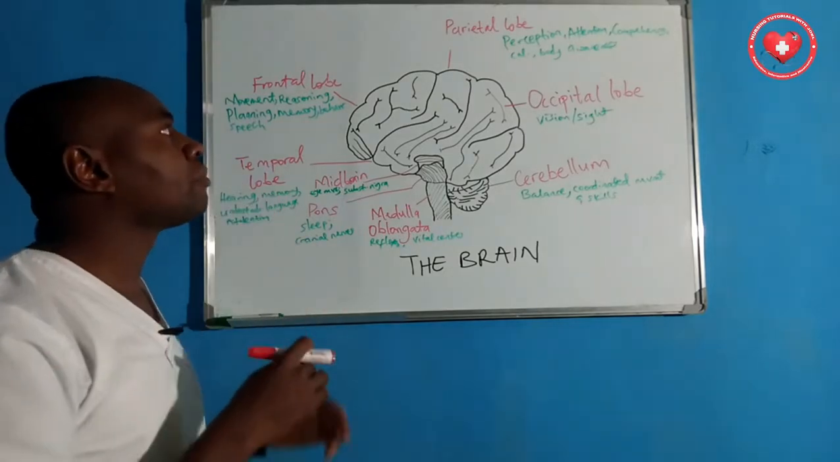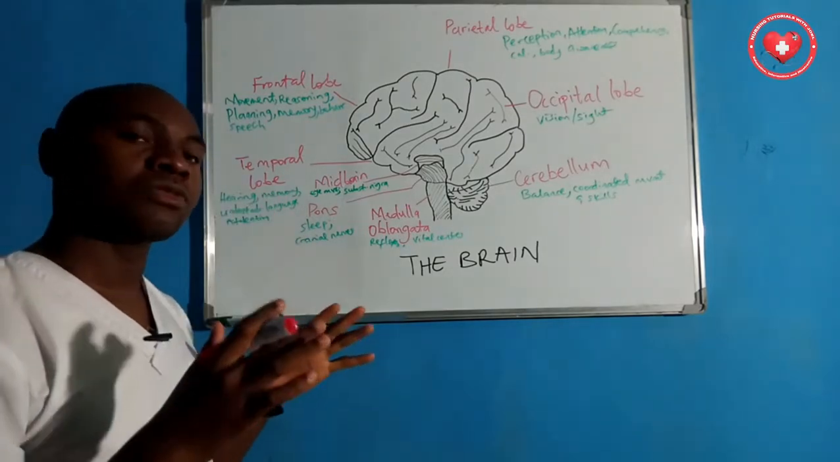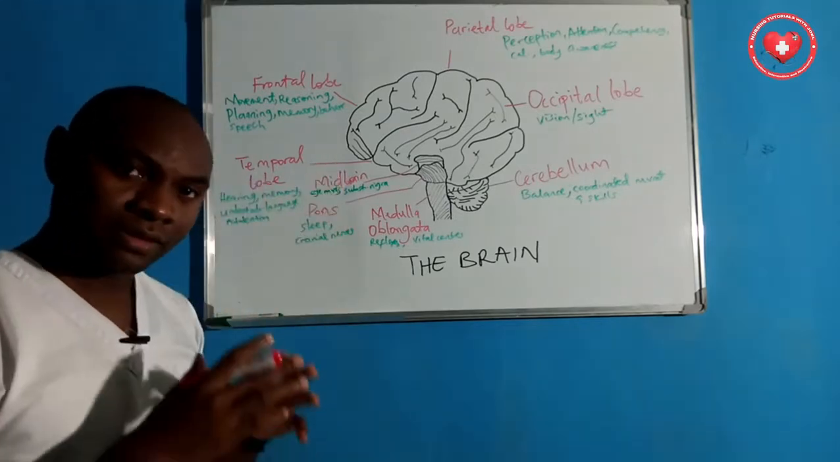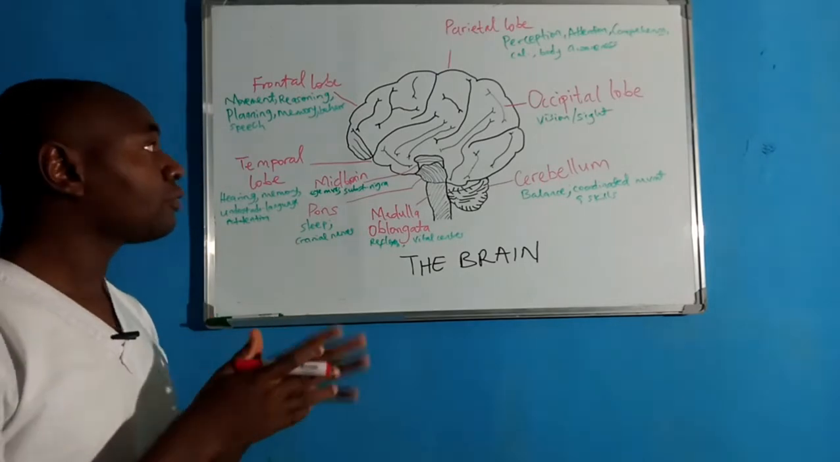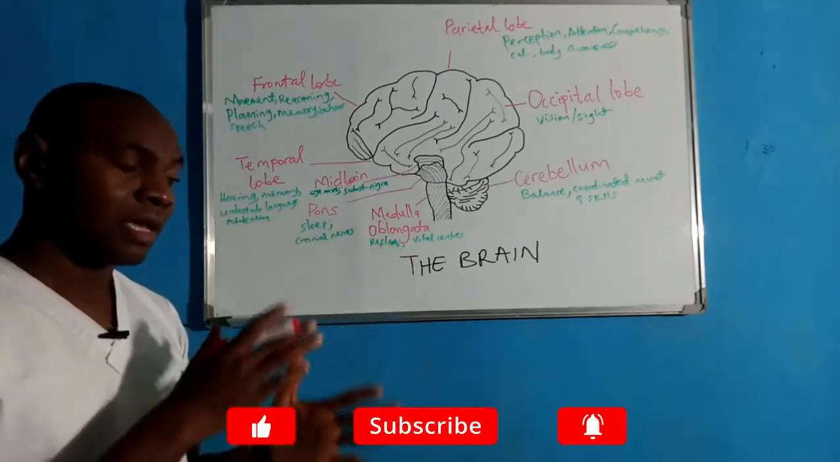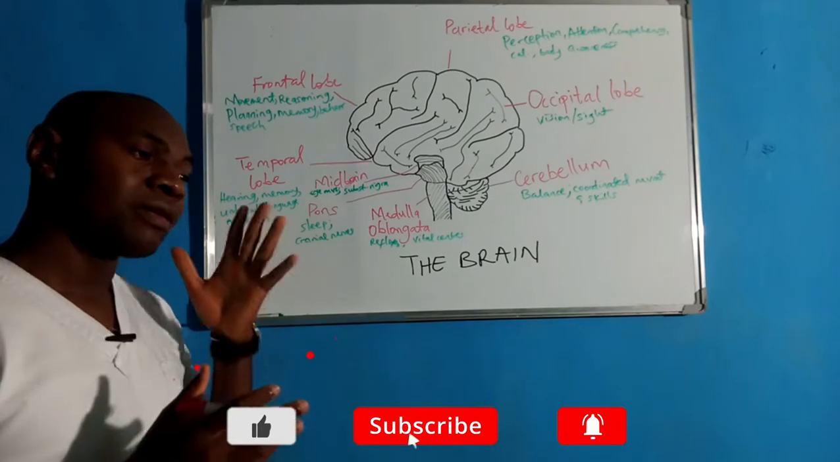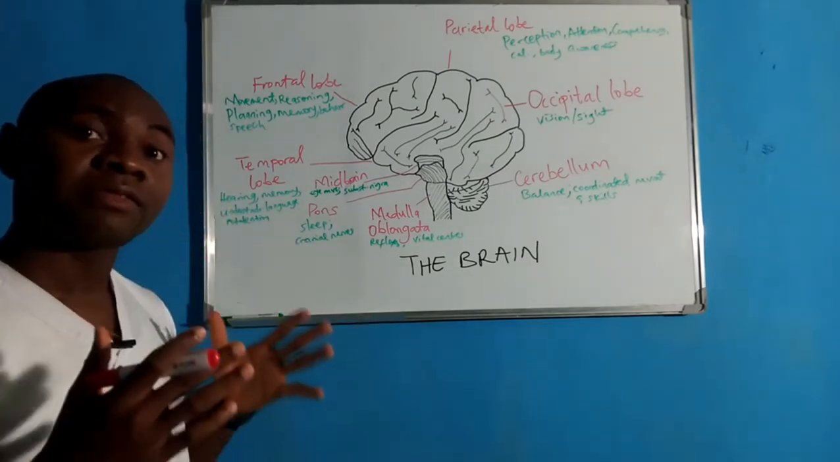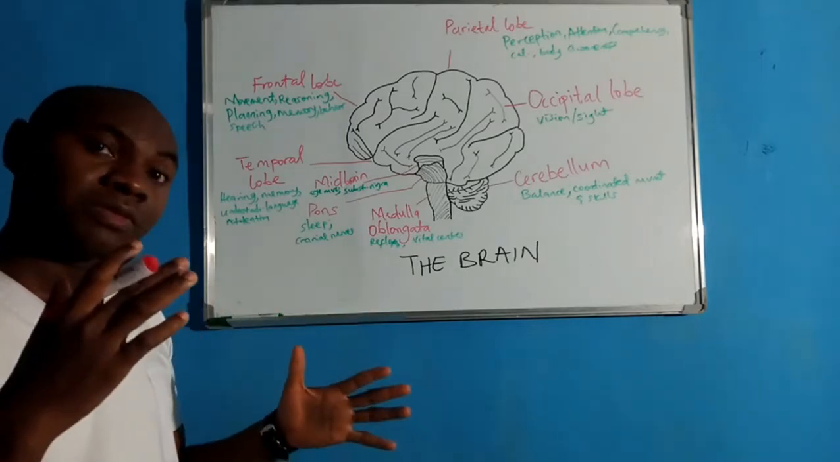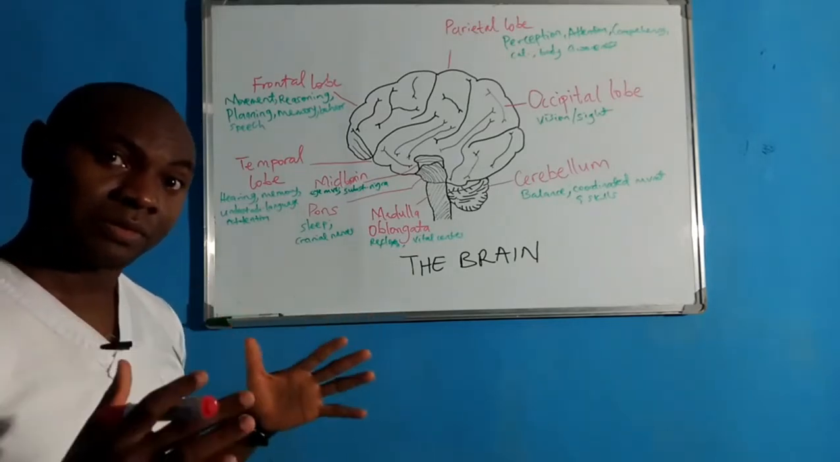The cerebrum is divided into right and left hemispheres. Call it hemispheres. Hemi means half. So the cerebrum is divided into the right and the left hemispheres. The right hemisphere is just a mirror of the left hemisphere, meaning that the right hemisphere and the left hemisphere are just the same thing.